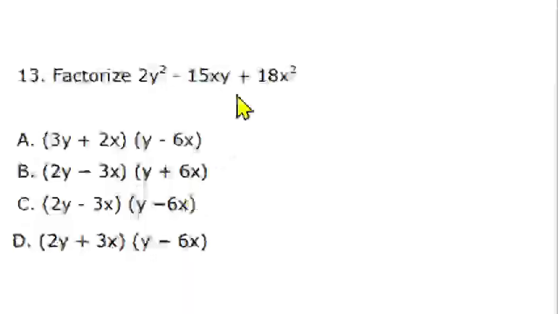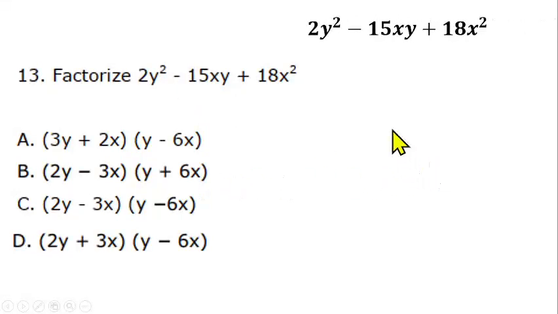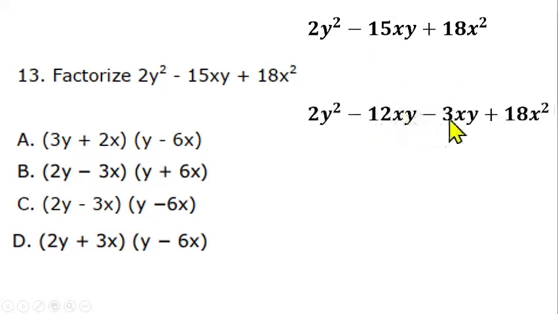Question number 13, you have to factorize this quadratic expression of two variables. Very simple as well. What do you do? Like the way you factorize the quadratic expression of one variable, these two will multiply 18 here, so that will give us 36. Look for two numbers you can multiply together to give us 36, and when you add them together, it will give us minus 15, and that should be minus 12 and minus 3. Minus 12 times minus 3 gives us 36, and minus 12 minus 3 will give us minus 15.